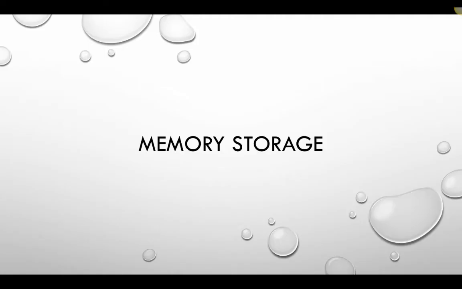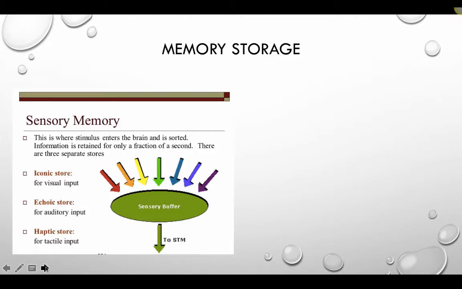Let's start talking about memory storage today. We moved on from encoding, and in the Atkinson-Shiffrin model, the next process we should talk about is memory storage. So we're going to review some of the storage stages that we've talked about before.